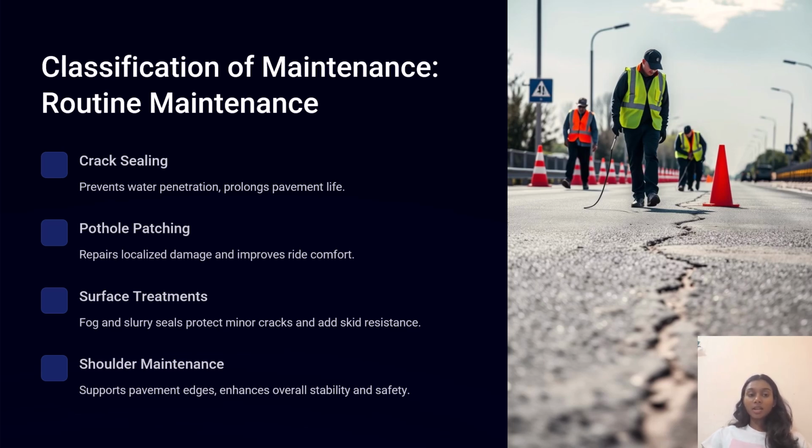So in this, there is crack sealing. What crack sealing does is prevent water penetration and prolong pavement life. Second one is pothole patching. It repairs the localized damage and improves the ride comfort. Third one is surface treatment. In this, fog and slurry seals protect minor cracks and add skid resistance. And there is shoulder maintenance. In shoulder maintenance, they support the pavement edges, and it enhances the overall stability and safety.